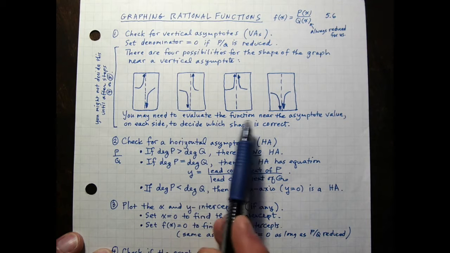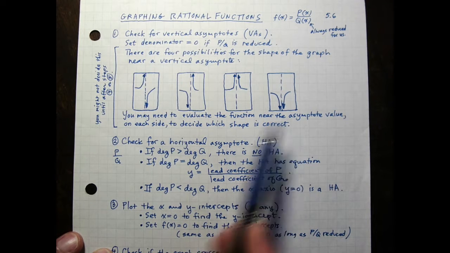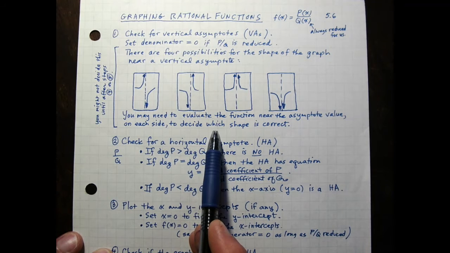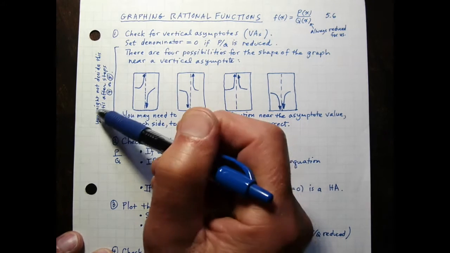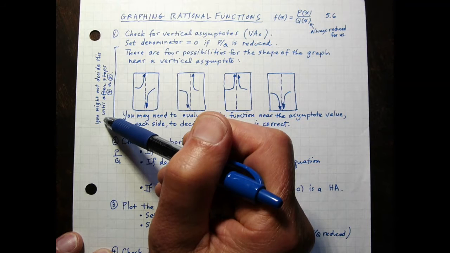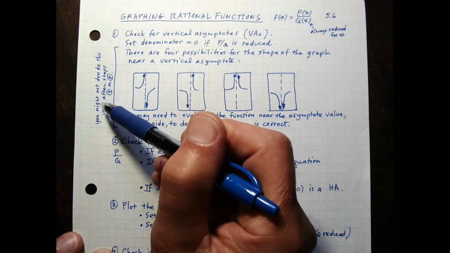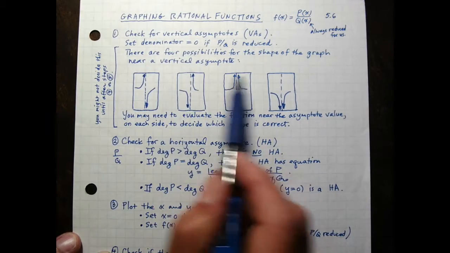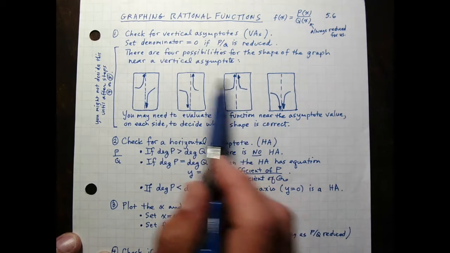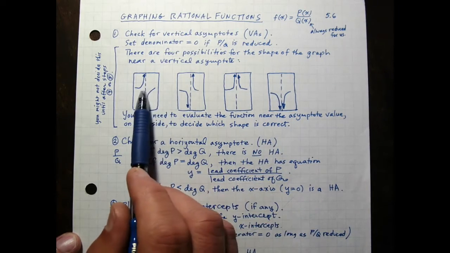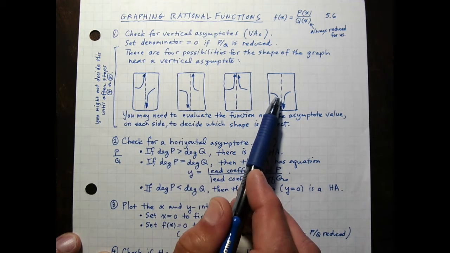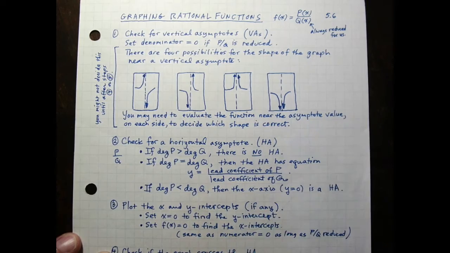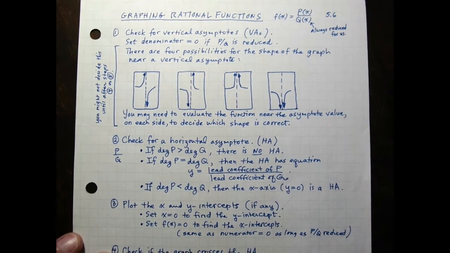You may need to evaluate the function on each side of a vertical asymptote to decide which shape to choose. Also, I wrote this sideways just to squeeze it in here. You might not be able to decide this until after steps 4 and 5. So you know the location of the vertical asymptotes right away, but the shape of the graph may be something you figure out later on in the procedure.